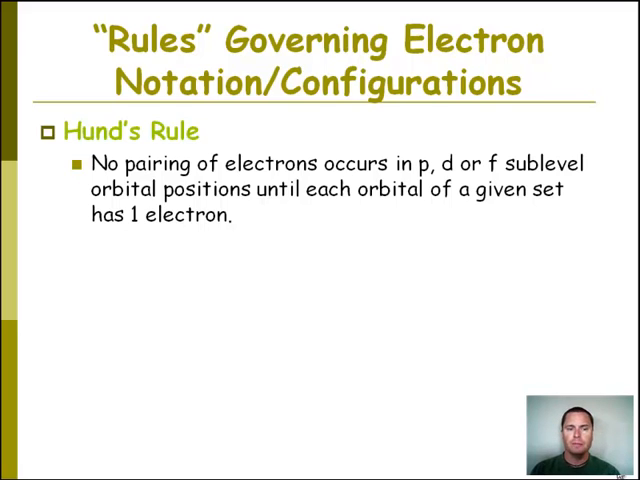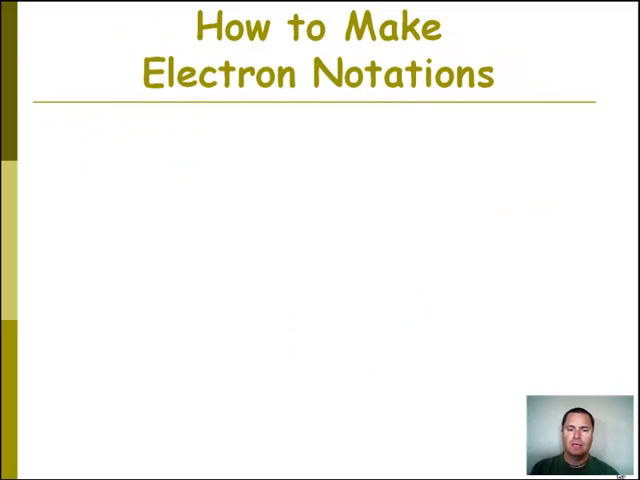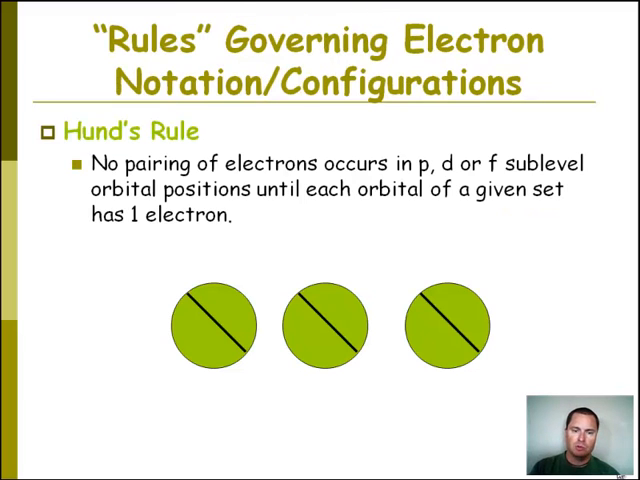Okay, pretty simple there. So for example, if we're going to fill this in here, this one's going to get 1, this one's going to get 1, this one's going to get 1, and then we go back and start again. Our next one would go here, and then here, and then here. Okay, pretty simple. So no circle gets 2 slashes before everyone has 1 slash. Remember, the slashes represent our electrons.